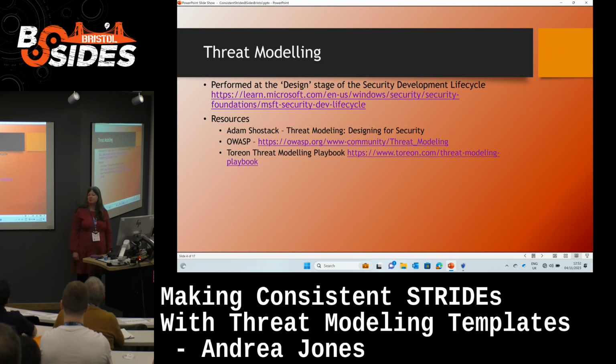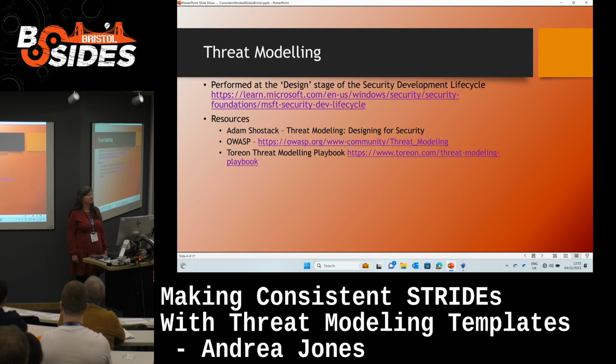A few helpful resources for you. The Bible of Threat Modelling, Adam Shostack's book, Threat Modeling: Designing for Security. That's got some particularly helpful appendices in it as well. Very worthwhile investment. There's the OWASP pages on threat modelling. They also do some paid training courses.